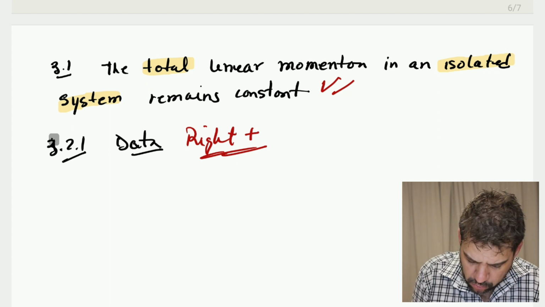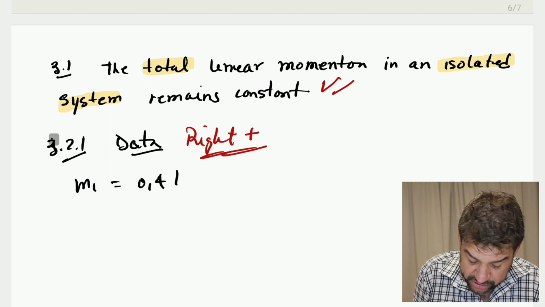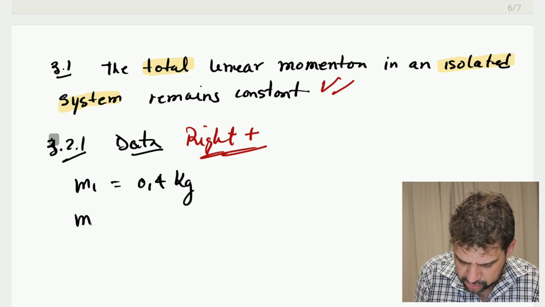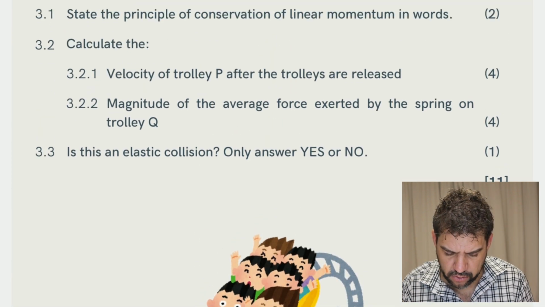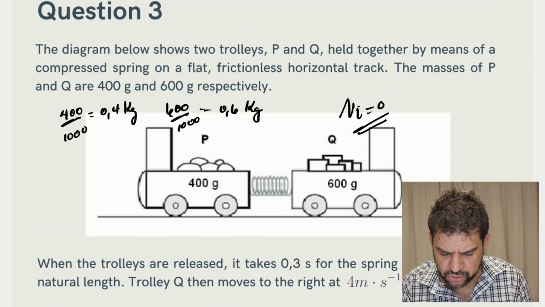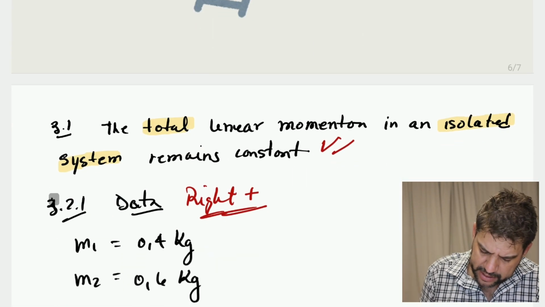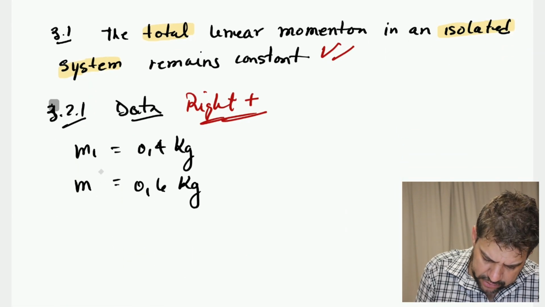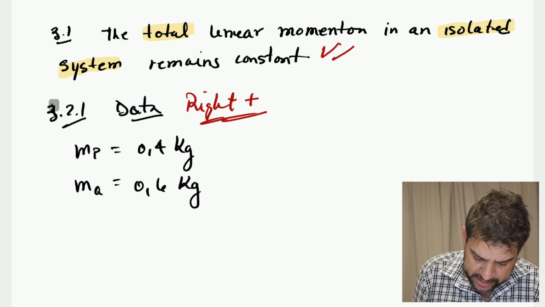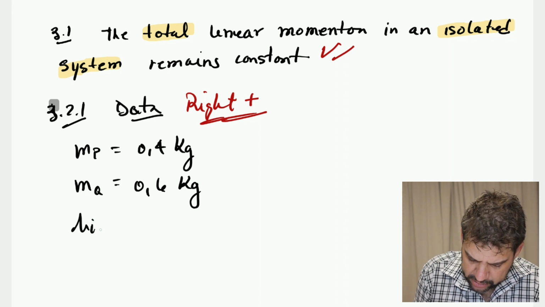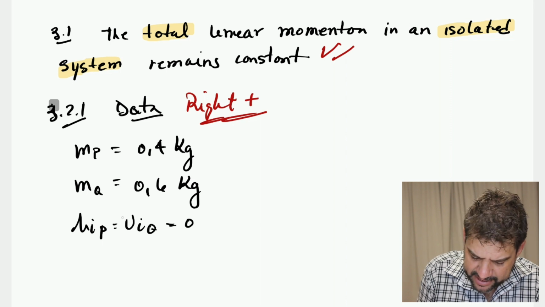Now, M1 is equal to 0.4 kilograms. M2 is equal to 0.6 kilograms, 4 and 6. Okay, we have P and Q, so instead of 1 and 2, we can say P and Q rather here. This one is P, this one is Q. That is given to you, it's not a problem there. The initial velocity of P is equal to the initial velocity of Q, and they are equal to 0. They are at rest initially.